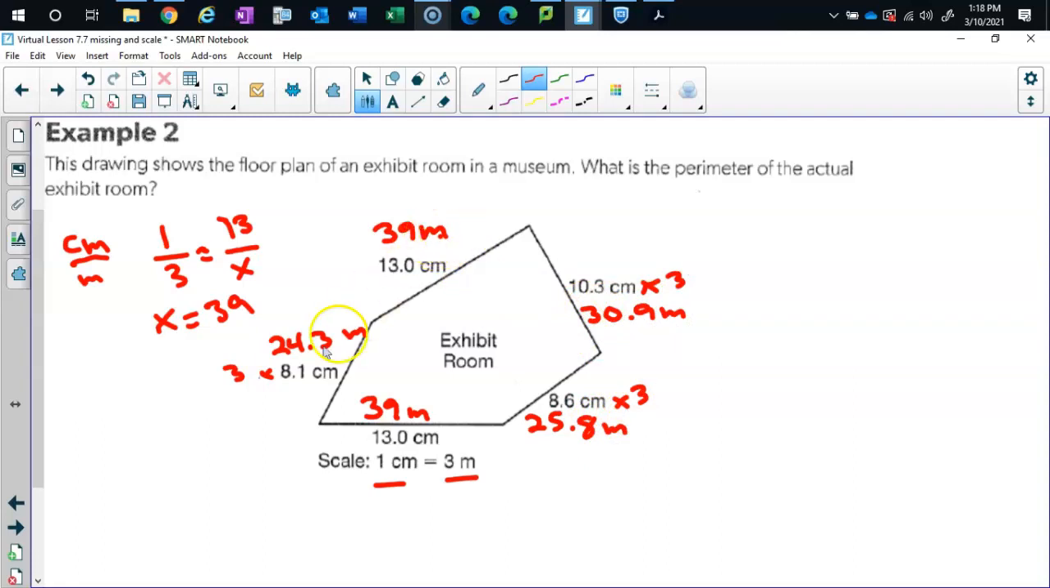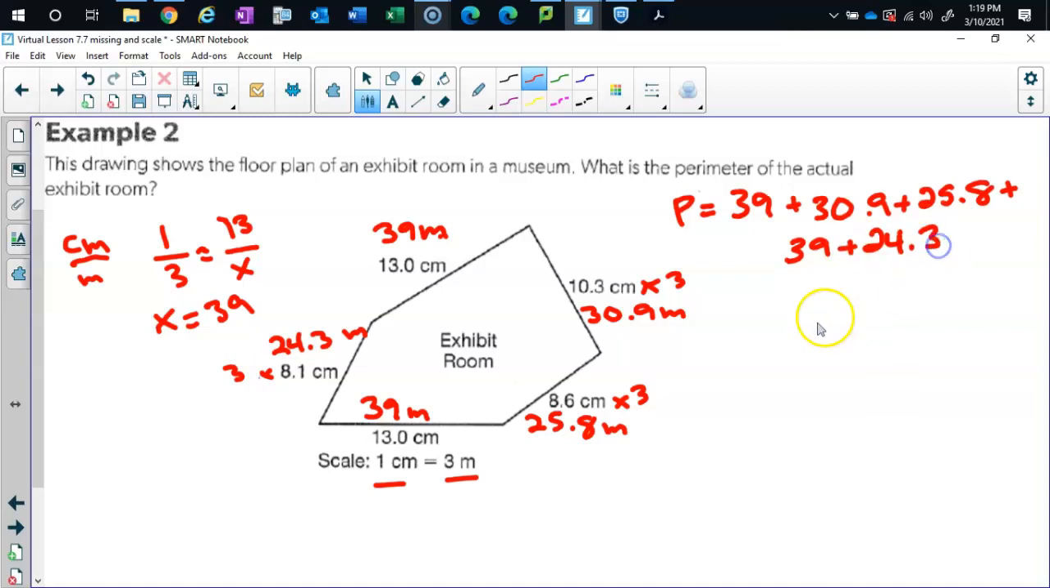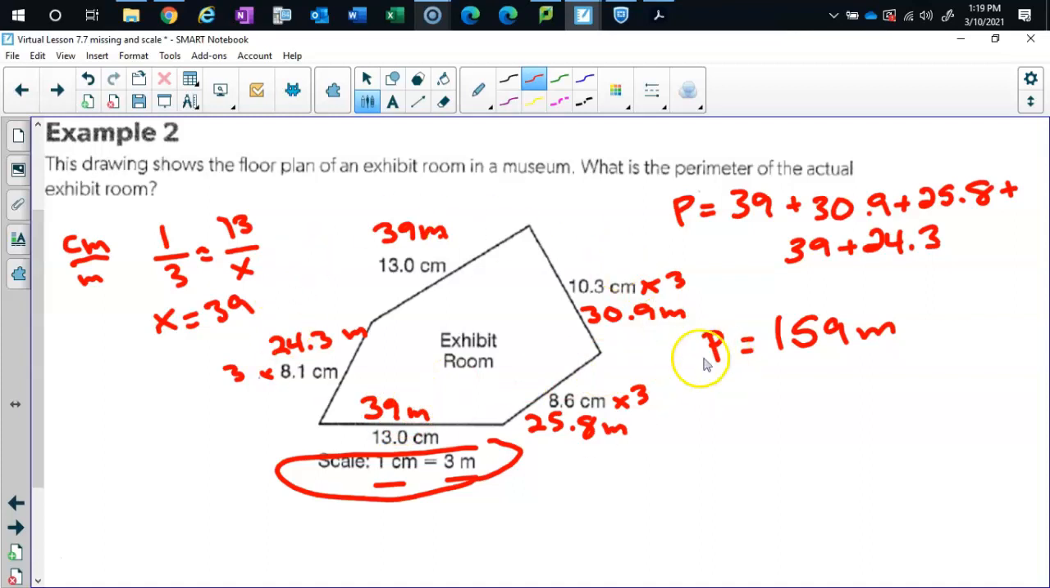Now, I have converted all my sides into meters. How do I find my perimeter? Well, I add these all together. So my perimeter is going to be 39 plus, I'm going to go around in a circle, 30.9 plus 25.8 plus 39 plus 24.3. And when you add all of those together, you get 159 meters. All right, so guys, the key here is setting up a proportion using your scale, converting the measures, and then using the new measures to find either the perimeter or area.